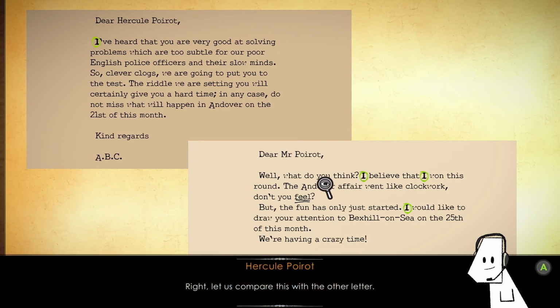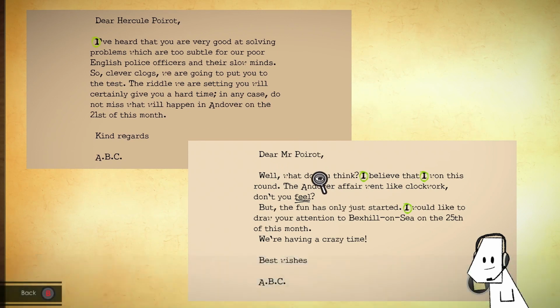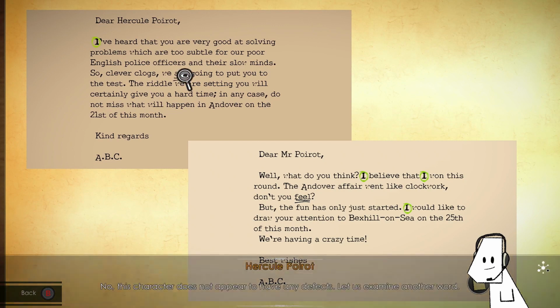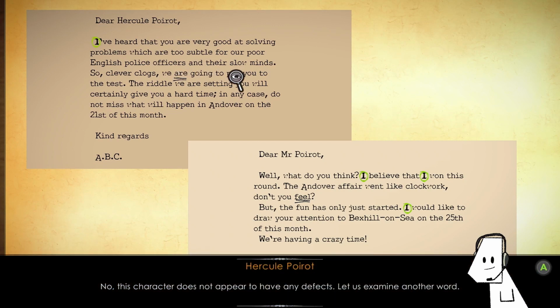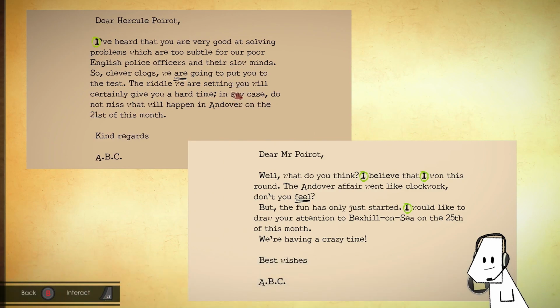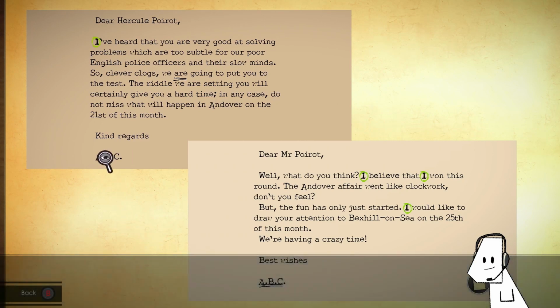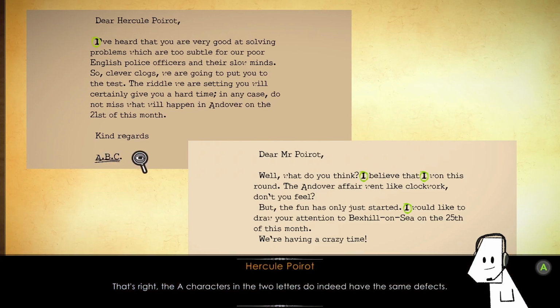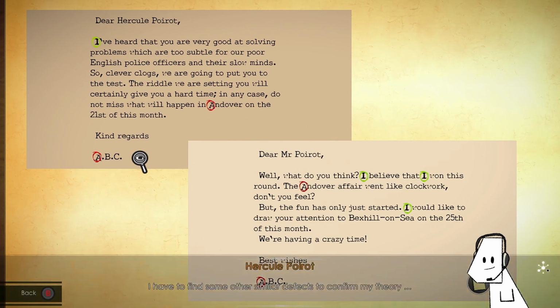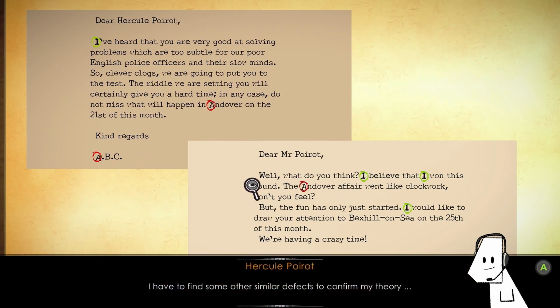Right. Let us compare this with the other letter. No, this character does not appear to have any defects. Okay. We're looking for defects. What's... I mean, the A? Yes, the A appears to be quite unusual. That's right. The A characters in the two letters do indeed have the same defects. Boom. I have to find some other similar defects to confirm my theory.